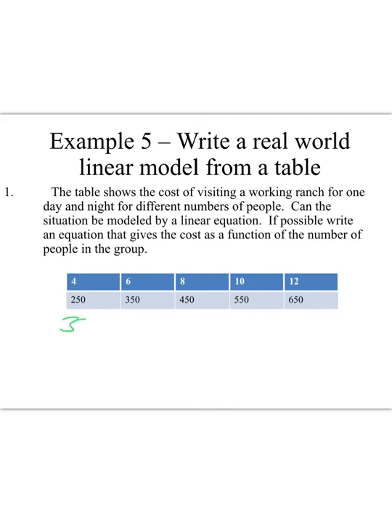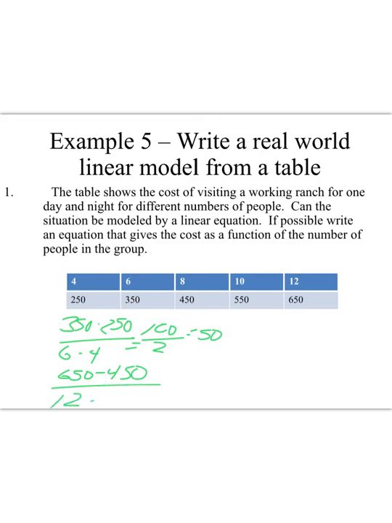So in this case, I'm going to use the 350 minus 250 over 6 minus 4. That's 100 over 2, which is 50. So now I need to do my slope again. This time I'm going to use the 8 and 450 and the 12 and 650. So 650 minus 450 over 12 minus 8. That's 200 over 4, again also 50. And so we would write, yes, this can be modeled by a linear function.